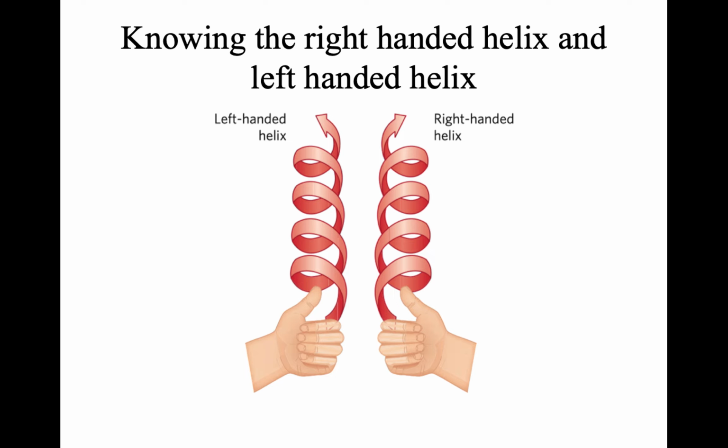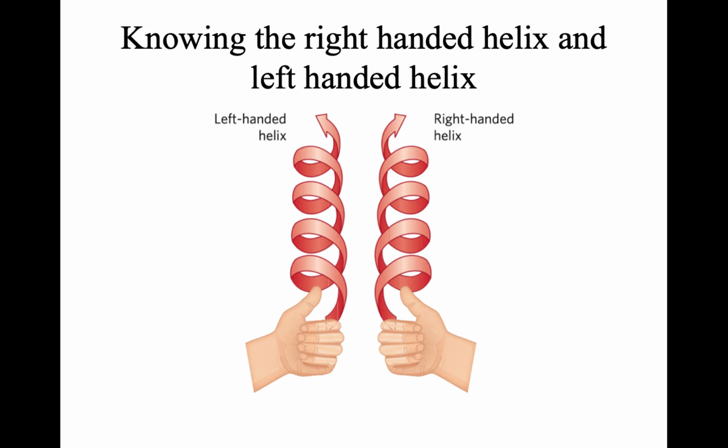So here if you hold your hand, as indicated over here, both the left hand and also the right hand, and fold the other four fingers, with the thumb facing away from you. For example, if you hold the left hand and fold the other four fingers, and imagine the helical structure spiraling around your thumb in the direction the other four fingers are curled, that is going to indicate the left-handed helix.